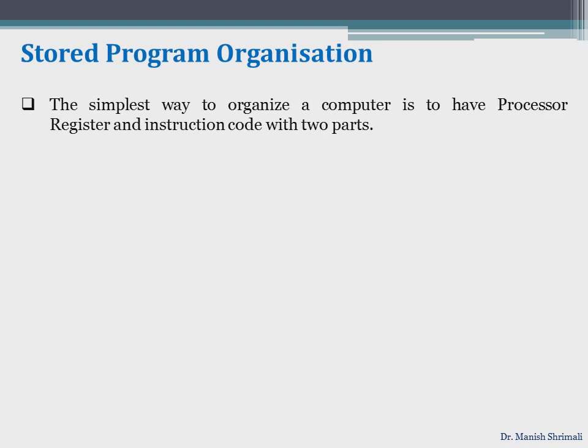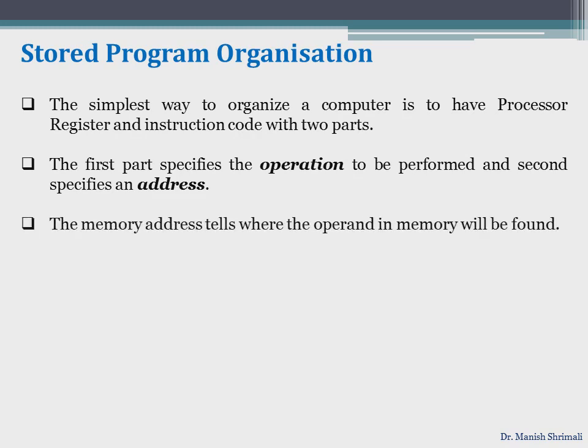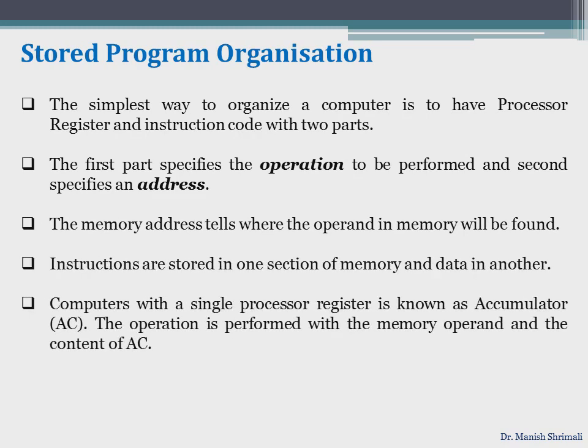The stored program organization: the simplest way to organize a computer is to have a processor register and an instruction code with two parts. The first part specifies the operation to be performed, and the second specifies the address. The memory address tells where the operand in memory will be found.